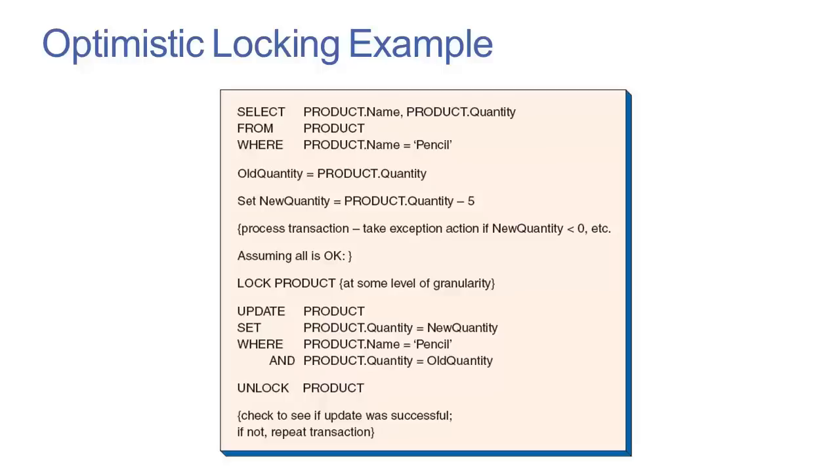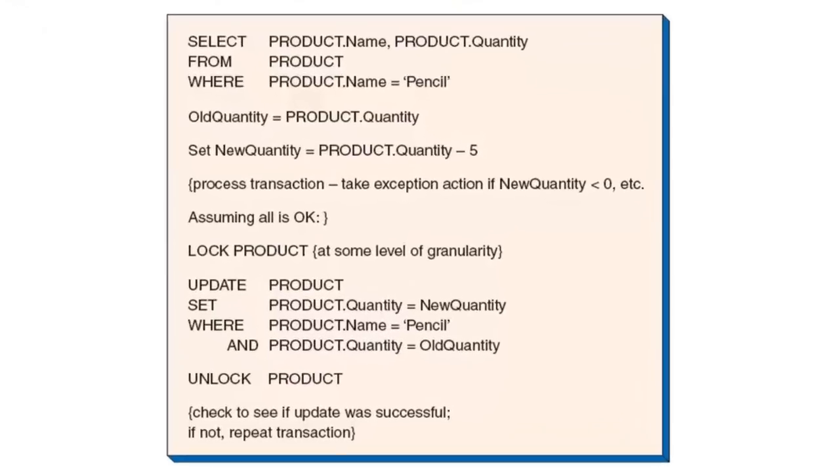Here we see an example of an optimistic locking strategy that has been written in pseudocode. To begin, we request some values from the product table. Specifically here, we are interested in the quantity of pencils that are available in our database. So we request the number of pencils available, and we record that value into a variable, which here we have named old quantity. So let's say that our number of pencils is 10. So we request 10 pencils, we store the value 10 into our old quantity variable.